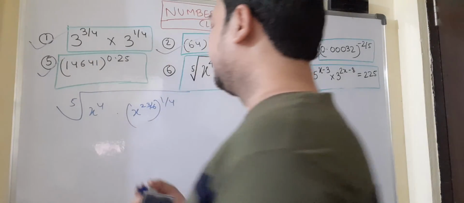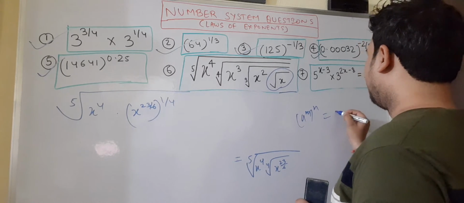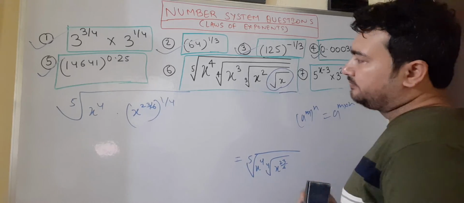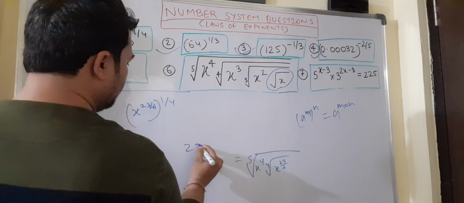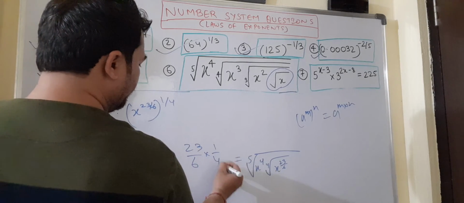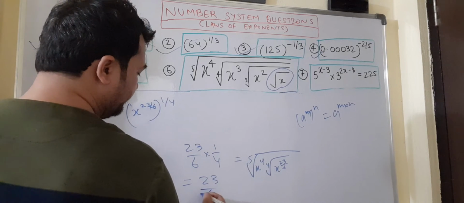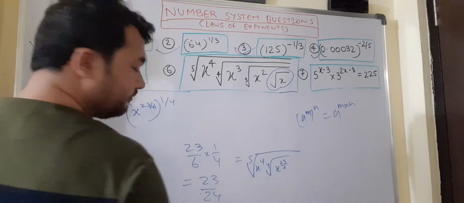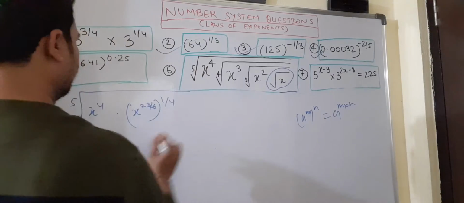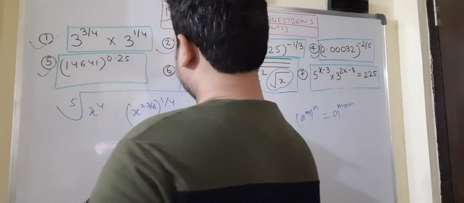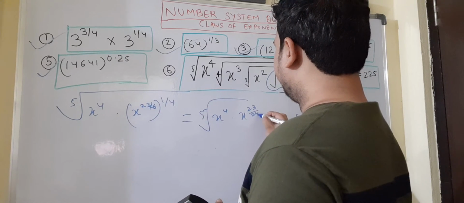A power raised to another power, a to the power m to the power n, the powers will multiply and become a to the power m into n. So the powers will multiply. If we multiply the powers, 23 by 6 and 1 by 4, it will become 23 by 24, isn't it? So you have 23 by 24. Fifth root, x to the power 4 into x to the power 23 by 24.